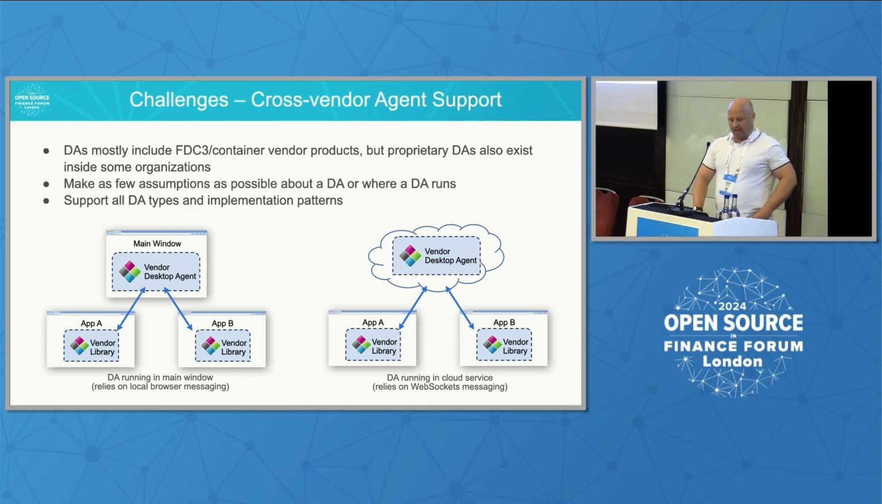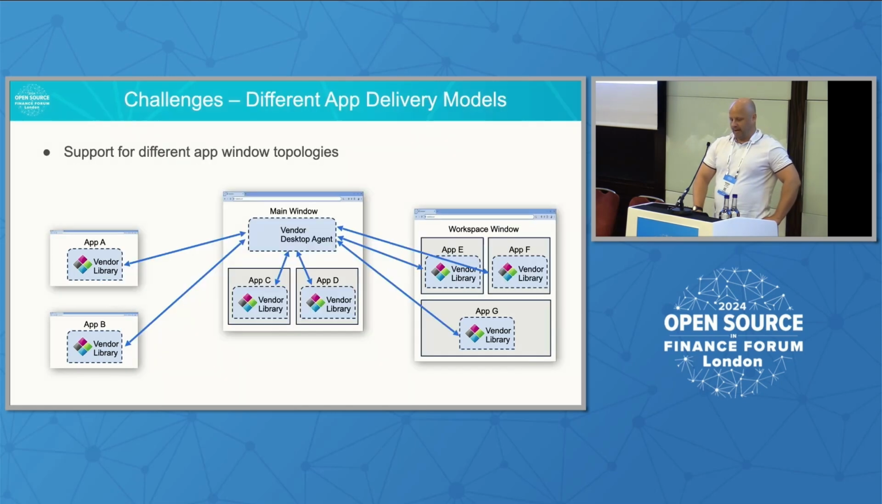We can see on the left, we've got an agent running in a main window, and we've got two apps connecting with it via local browser messaging. And then on the right, we've got an agent running in a cloud service with two apps connecting via WebSockets messaging. The next challenge is really around different app delivery models.